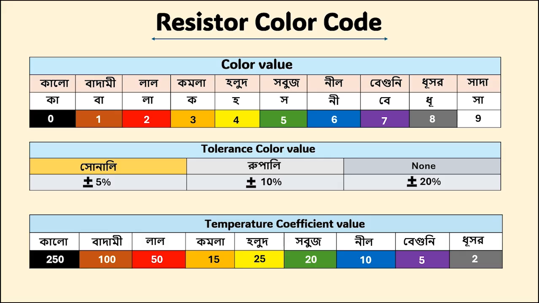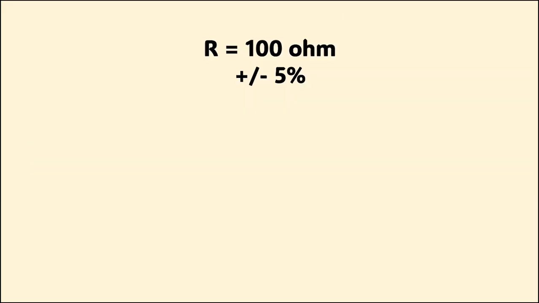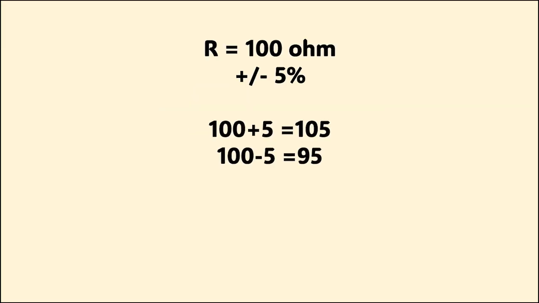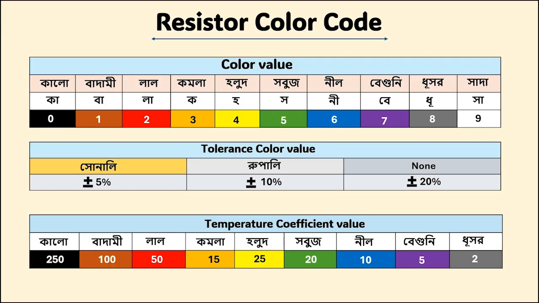Well, now let's see what plus or minus 5% means. Assume we have a resistor of 100 ohms, and its tolerance is plus or minus 5%. That is, if this resistor is plus 5%, then its value will be 105. And if it is minus 5%, then its value will be 95. That is, the value of this resistor can be any value between maximum 105 and minimum 95. And below it there is a chart called temperature coefficient. We will discuss this a little later.